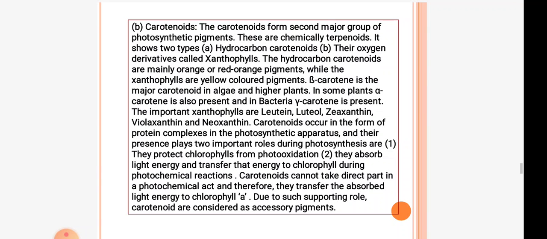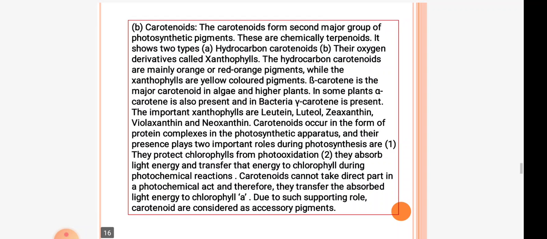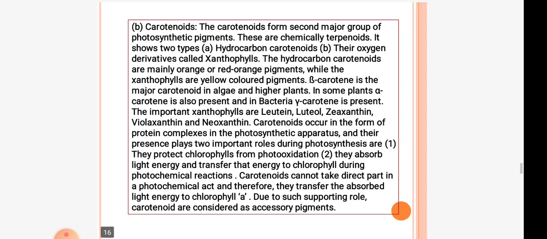Beta carotene is the major carotene in algae and higher plants. In some plants, alpha carotene is also present. In bacteria, gamma carotene is present. The important xanthophylls are lutein, luteol, zeaxanthin, phylaxanthin, neoxanthin.